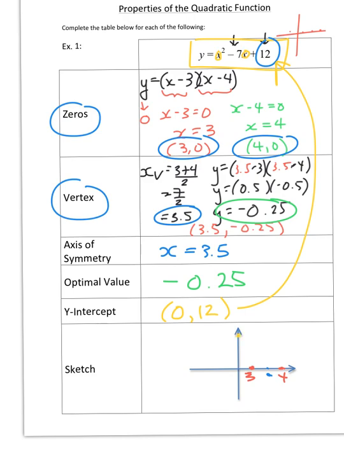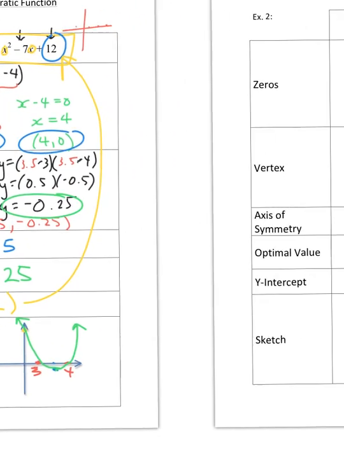So maybe I'll use green here. So I'm going to go from my vertex up to the right, and from my vertex up to the left. And there's a sketch of my parabola. Not very pretty, but it is what it is. Okay, so that's the first one done. Let's take a look at this second one.